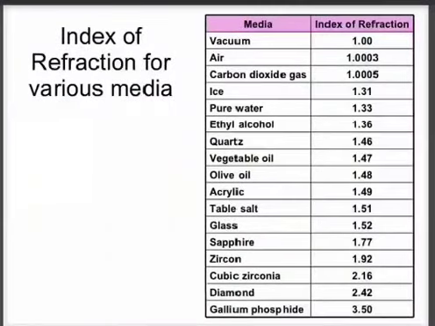These are a few of the refractive indices. Vacuum is 1. Air is 1.00003, which we will take as 1. It's a round figure. Then ice is 1.31. Water is 1.33. Quartz is a type of stone, it is 1.46. Glass is 1.52. There are different examples, around 15-20 examples even in your textbook.